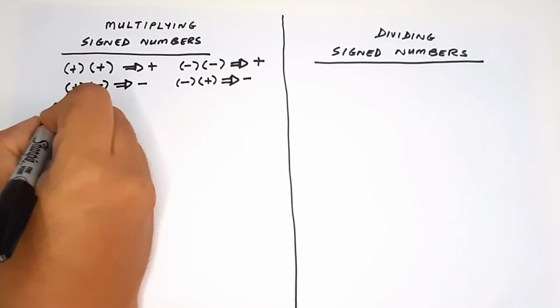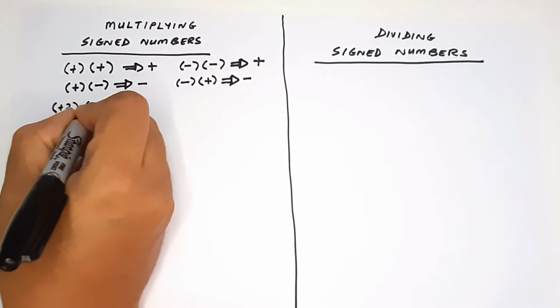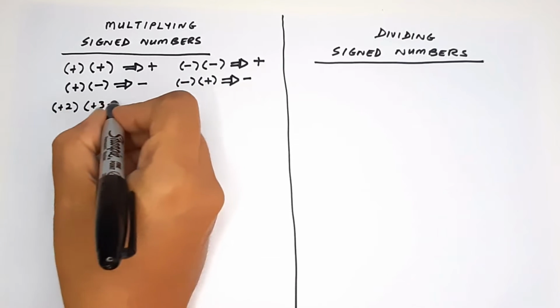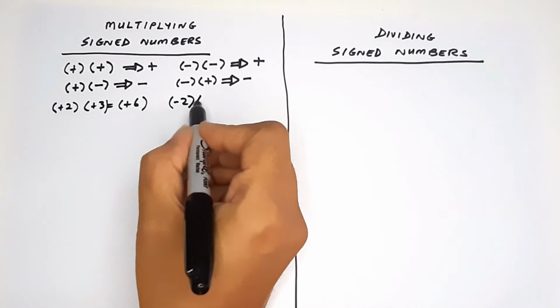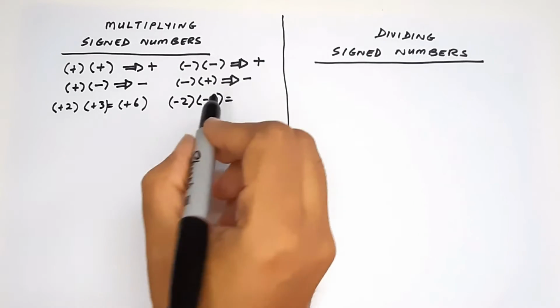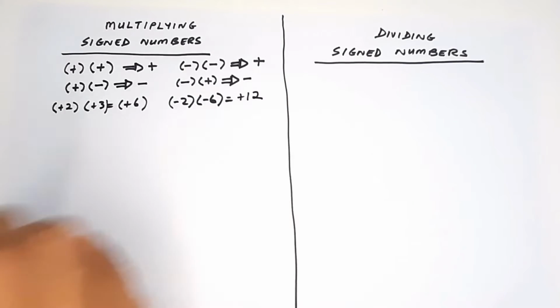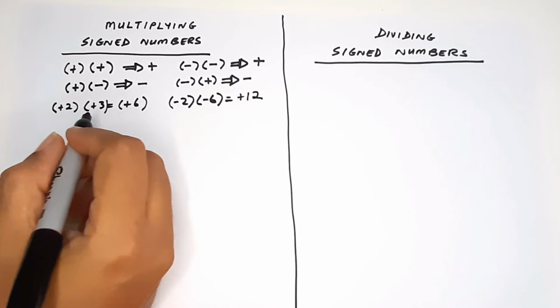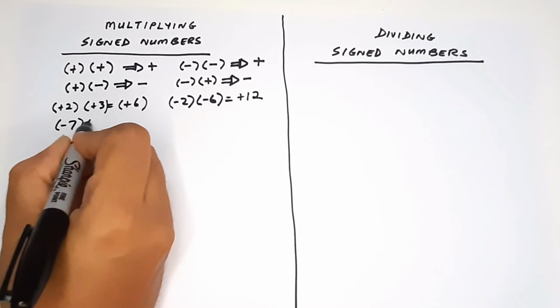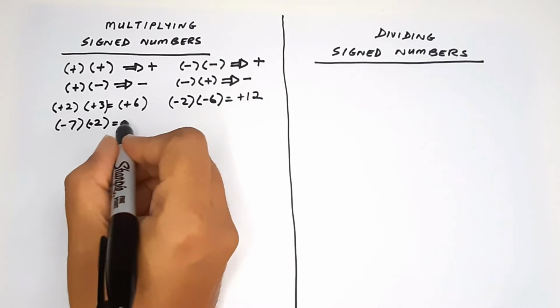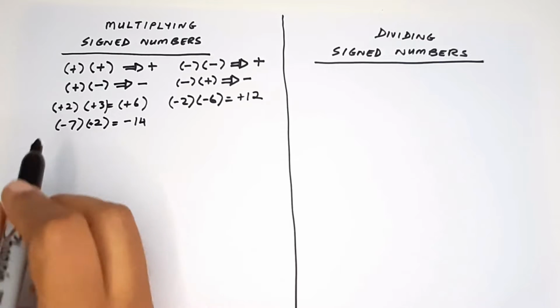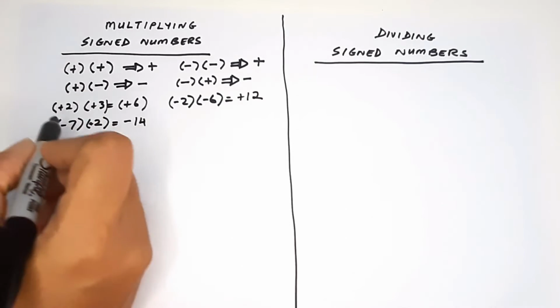If I have positive 2 times positive 3, my answer will be positive 6. If I have negative 2 into negative 6, my answer will be positive 12. But if the two signs are different, like negative 7 into positive 2, my answer will be negative 14. Okay, that is the rule when you're dealing with just two numbers.